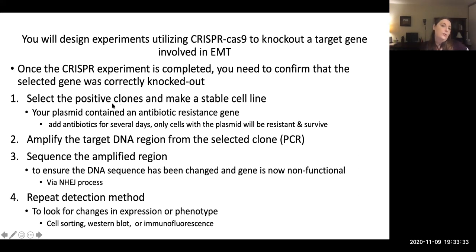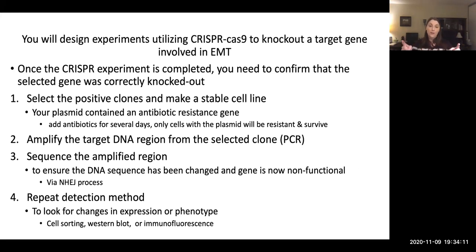The simulation will actually do that for you. Okay. And then the next step would be to take that stable cell line of the knockout cells and perform PCR to amplify the target DNA. And then this is where it gets a little tricky, is that you are selecting for the gene that you're hoping that you knocked out. Now, remember, knockout does not mean you're getting rid of the entire gene. It just means you've made a mutation that renders it useless.